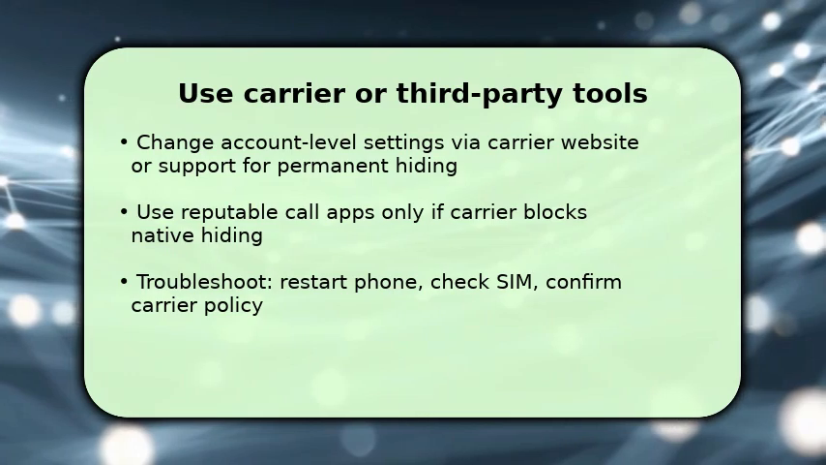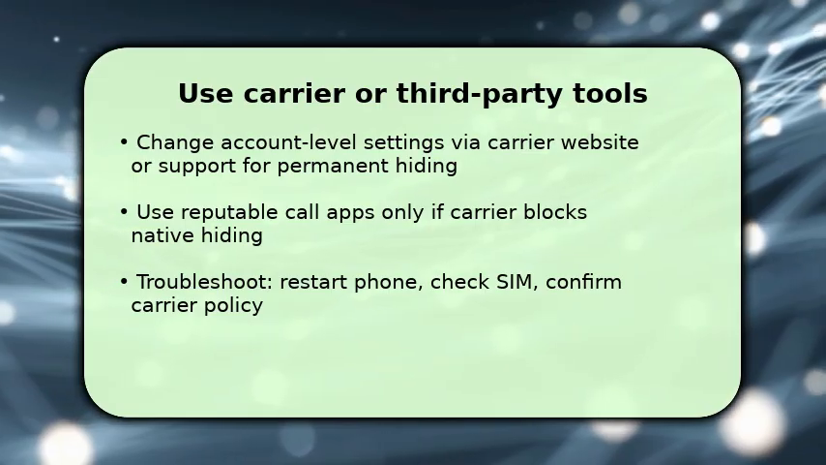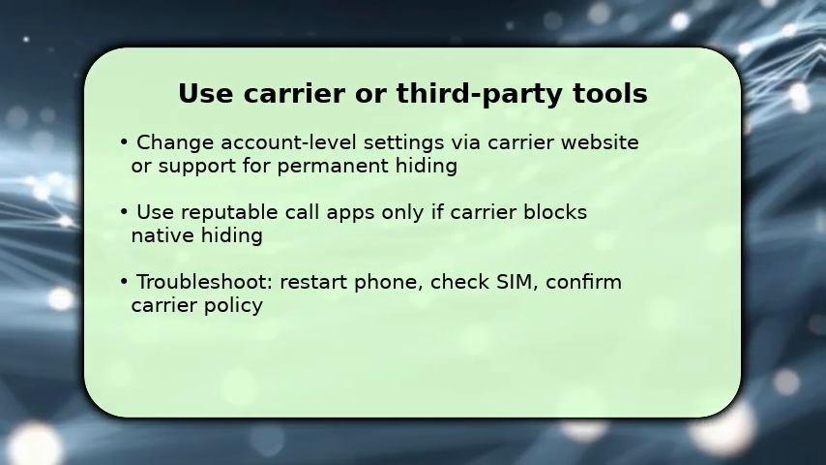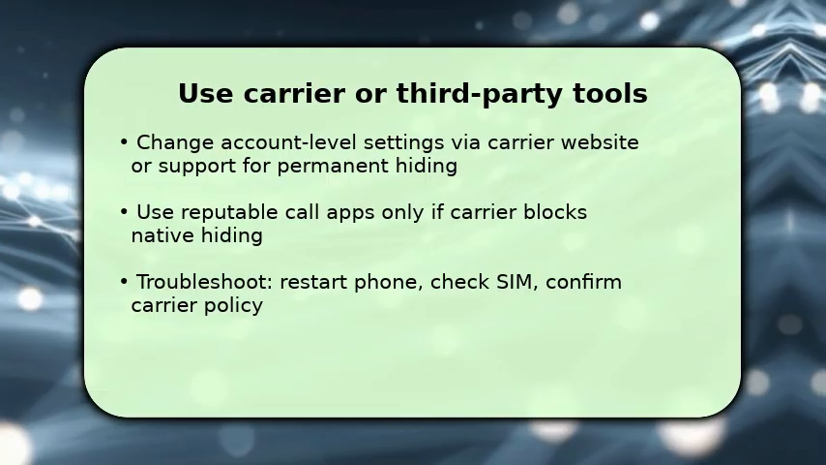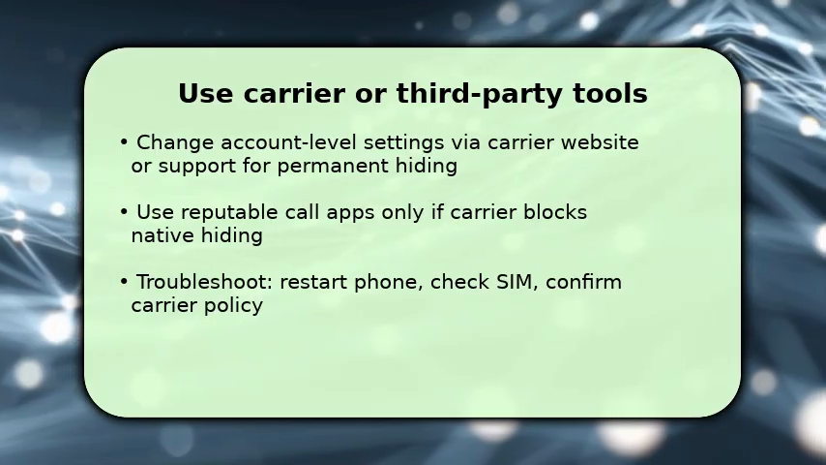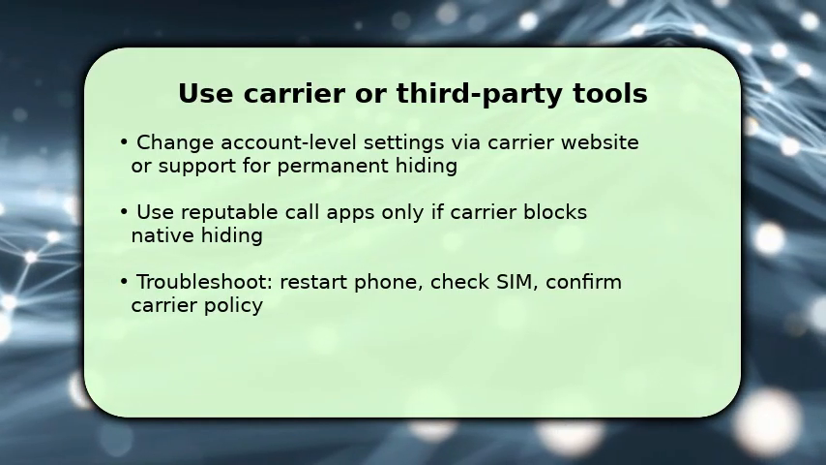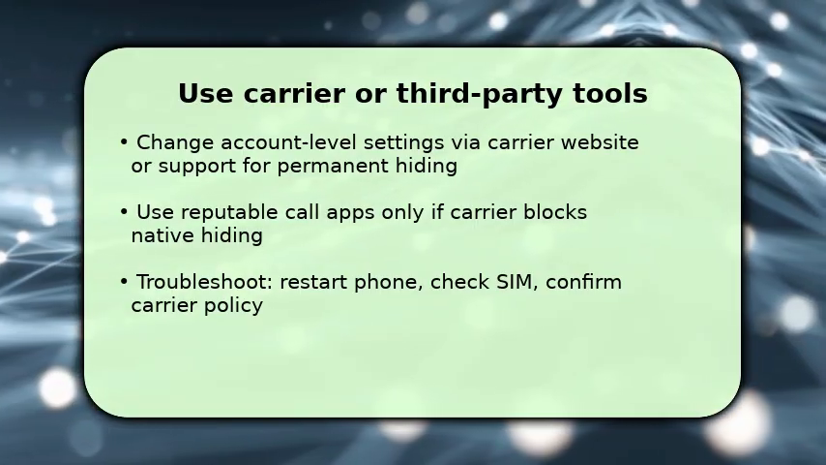To finalize, if Android settings don't work, log into your carrier account or call support to enable account-level caller ID blocking. This is permanent until changed. Alternatively, install trusted calling apps that offer number masking, but make sure they are reputable and legally compliant. Once configured, restart the phone and retest.